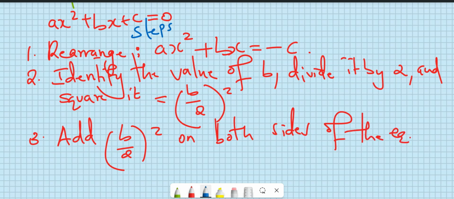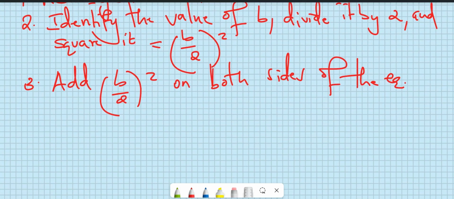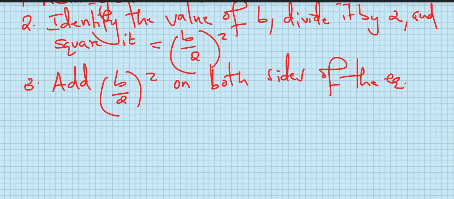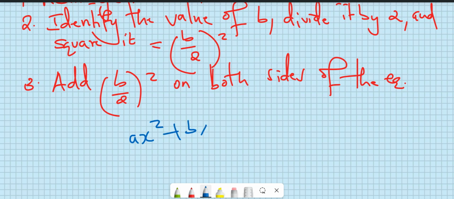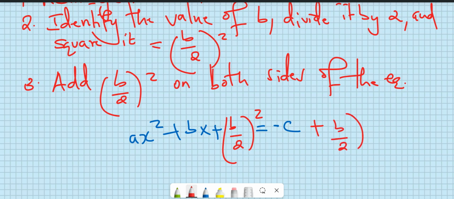And this means that we had ax squared plus bx, remember, equals to c. Actually, it should be negative c. So then you what to do, you add what? You add b over 2 squared, and then on the other side also you add b over 2 squared. You get the steps.